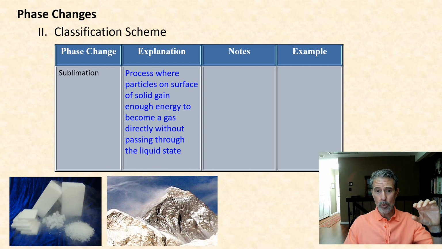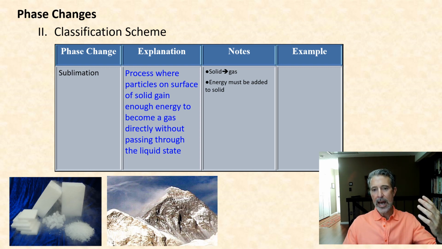Evaporation is a process where particles on the liquid surface can gain enough energy to become a gas. Here we're saying that sublimation is a process where particles on a solid surface can gain enough energy to become a gas directly, without passing through the liquid state. So here we're talking about a solid turning directly into a gas. And of course, you would expect that energy must be added to those solid particles in order for this to happen.